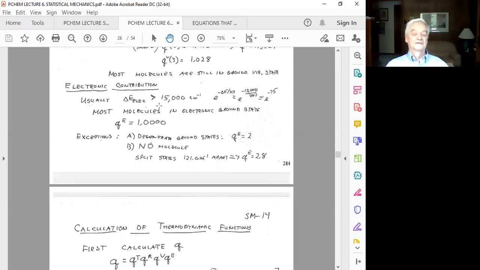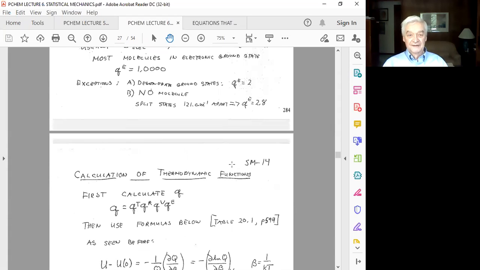There are a couple of exceptions. There are some unique molecules that have degenerate ground levels. We're not going to get into those. And the nitric oxide molecule, which has an unpaired electron, is quite unique. It's got two angular momentum states that are only 121 wave numbers apart. And so the QE for electronic comes out to be 2.8. But these are well-known exceptions, and the chances of you ever running into any of these are pretty minuscule.